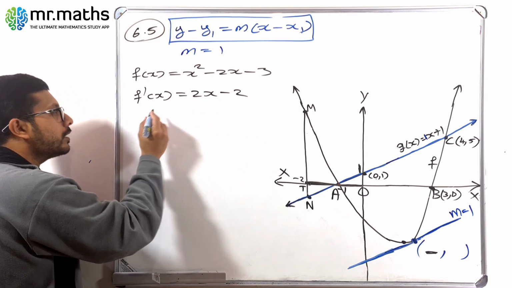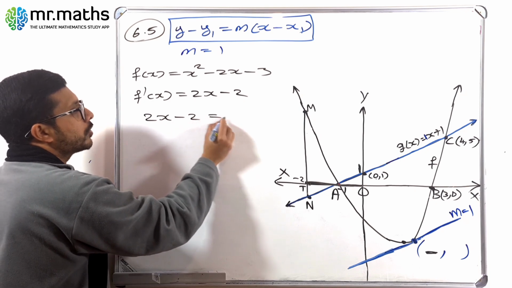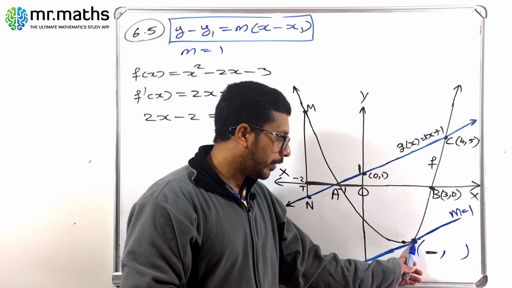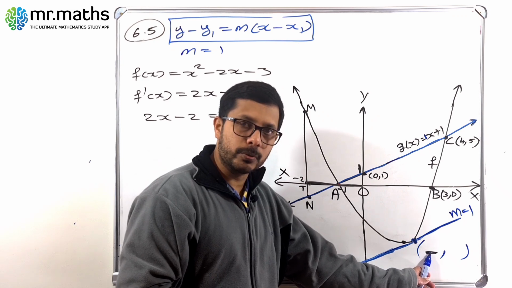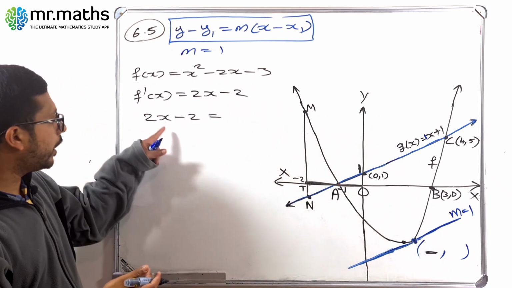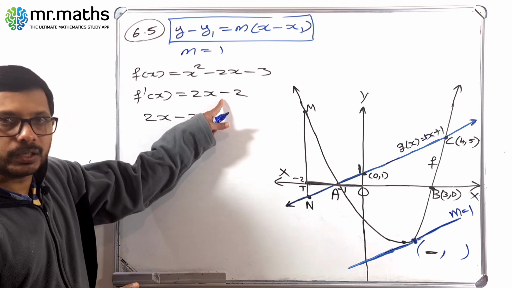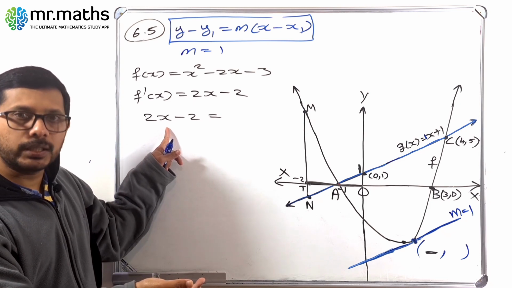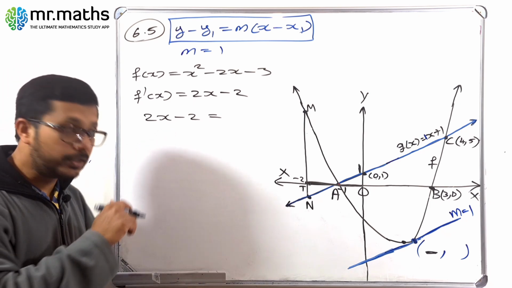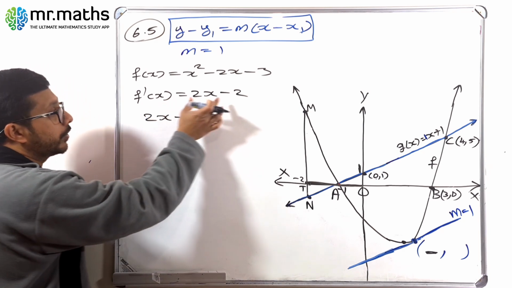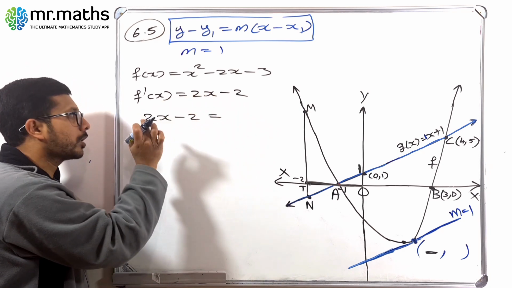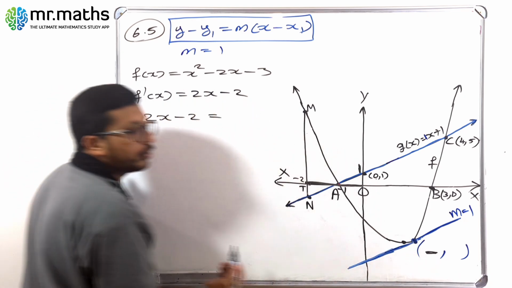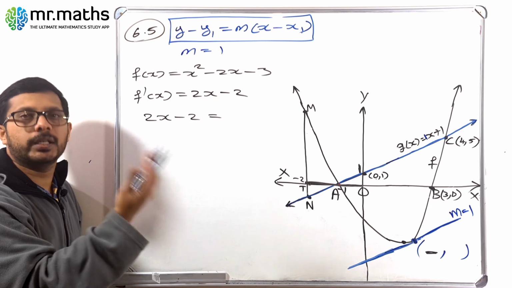In this derivative you have to substitute the value of x at this point, that x value. After you substitute the x value, the answer you get is the gradient. But in this question, listen very carefully. First you find the derivative, then you substitute the x value of that touching point, and you get the gradient.